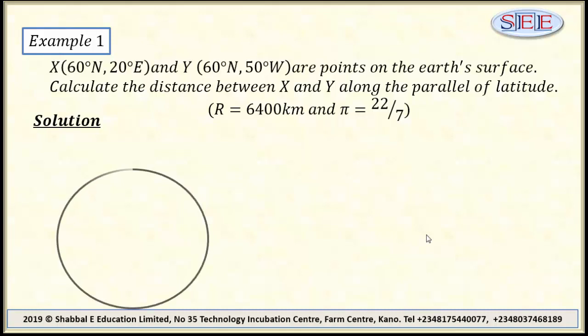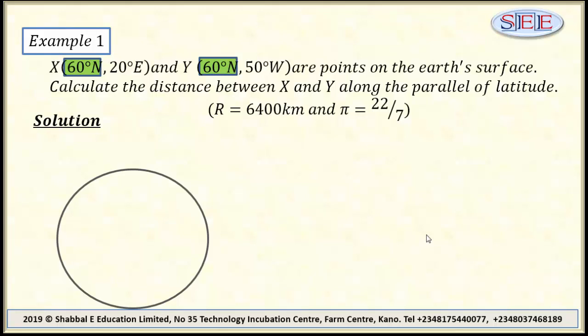So let us draw the diagram of the earth. This is the earth. This circle represents our earth. So looking at the question, we can see that the point X and the point Y, what they have in common is latitude 60 degree north. Look at it. They have the same latitude, which means the 2 points X and Y are on the same latitude, and that latitude is 60 degree north.